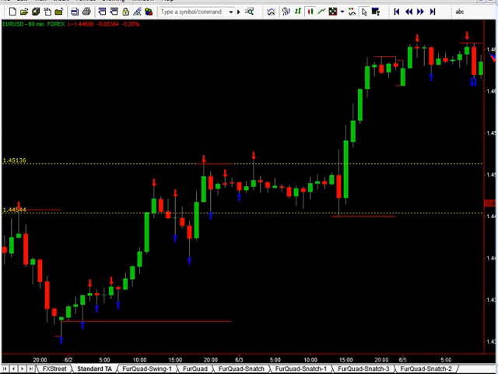Now the good news is we know at what point the bias will change. It's when price moves past the lower swing low for a short, or a higher swing high for a long.